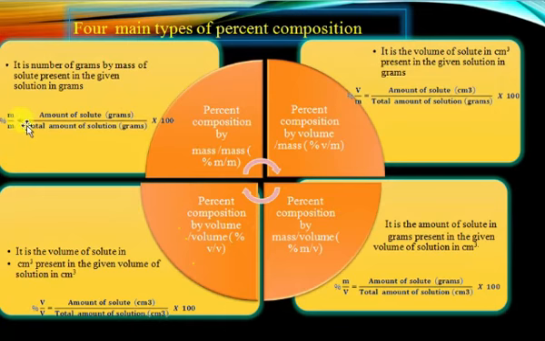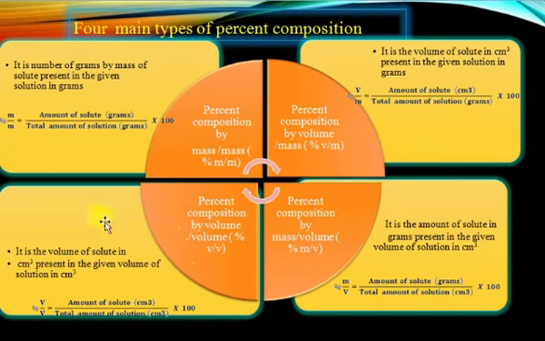Percent mass by mass is the amount of solute in grams divided by the total amount of solution in grams, multiplied by 100. Remember that all of these solutions, in terms of calculation, have a similar method to be determined by the formula. The second one is percentage composition volume by mass. Here we have a volume of solute, which is in centimeter cube, and a total amount of solution, which is in grams. So this is percent volume by mass, and then multiply by 100.